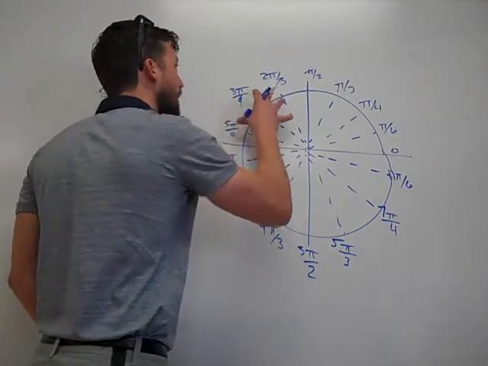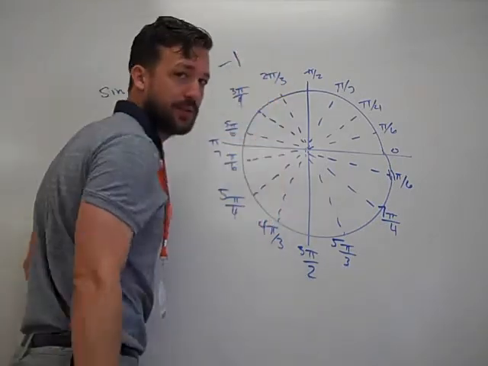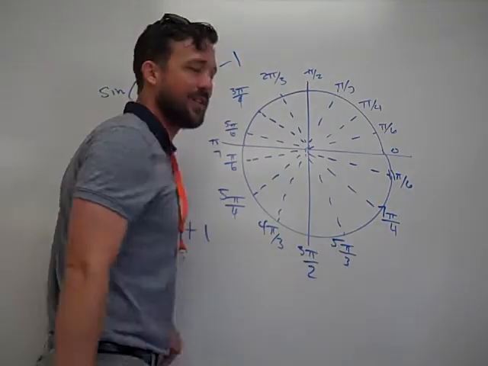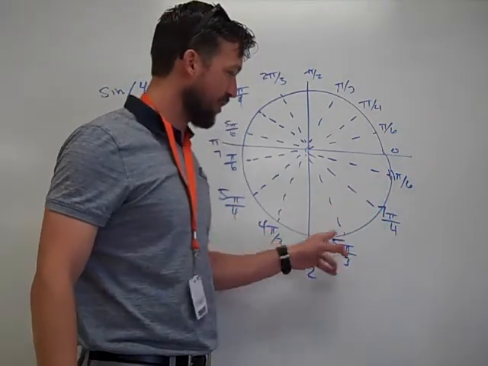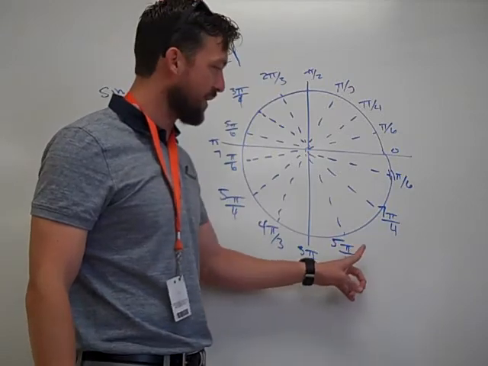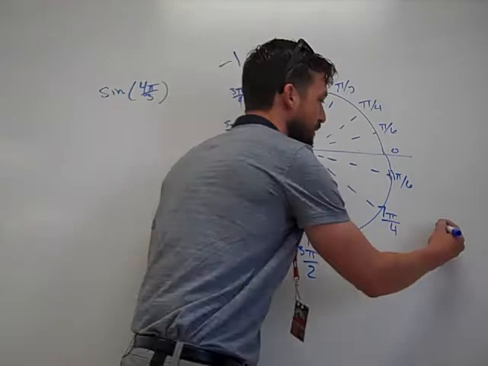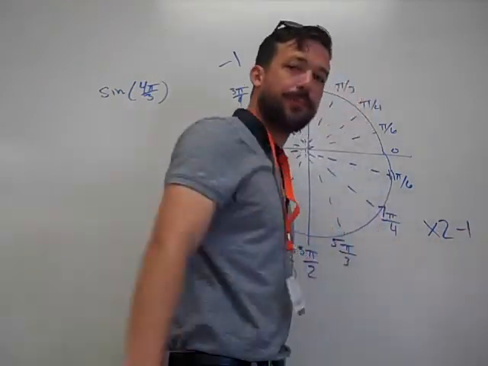Okay, so this quadrant is minus 1. This quadrant is plus 1. This quadrant you can think of as kind of like the random number. It's the one that's not minus 1 or plus 1. Or you can say it's 2 times minus 1. Times 2 minus 1. Okay.